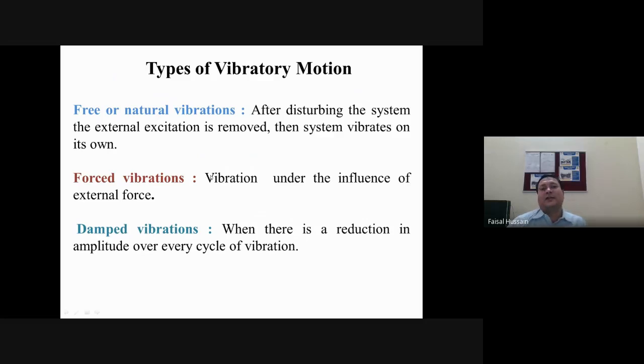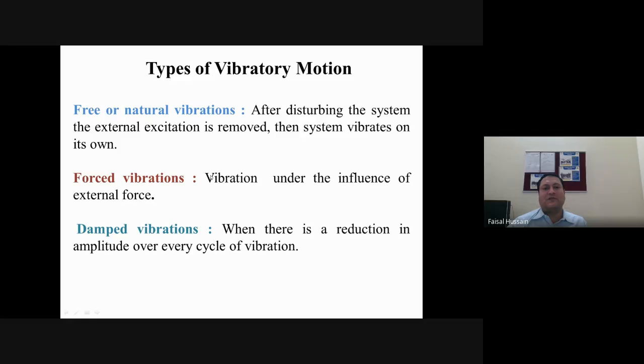Okay, now let us move towards the types of vibratory motion. Free or natural vibration is one type, forced vibration is another type, and the third is your damped vibration.